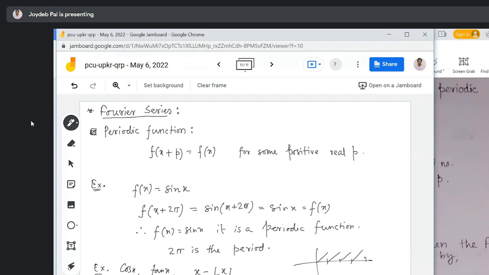So what we can see is that a part is repeated in each interval of equal length. If this happens for a function, then that function should be periodic. So here x minus floor of x is periodic with period what? What is the period? Can you tell me?